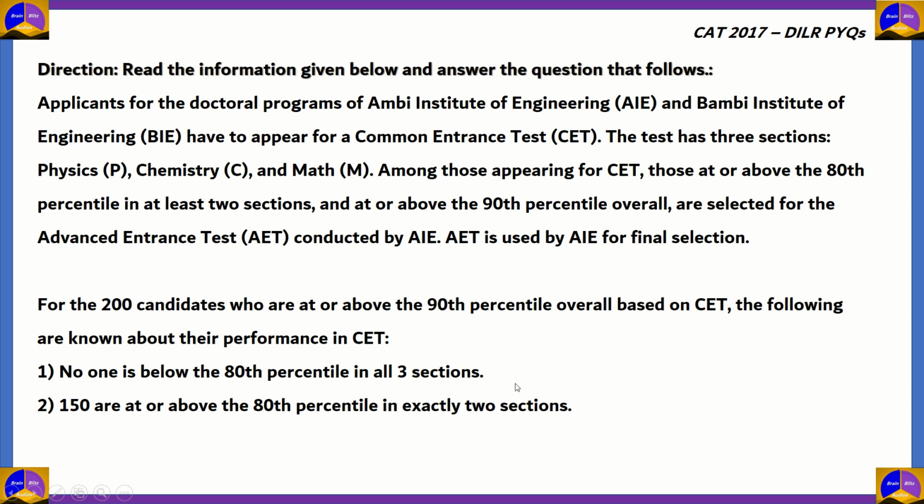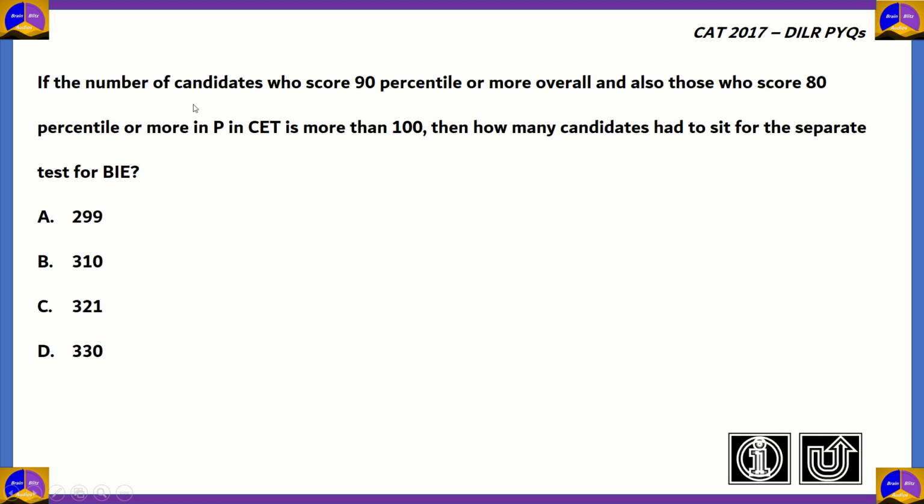And your final question would go like this. If the number of candidates who scored 90 percentile or more overall, and also those who score 80 percentile or more in P in CET is more than 100, then how many candidates had to sit for the separate test for BIE? Your options are 299, 310, 321, 330.